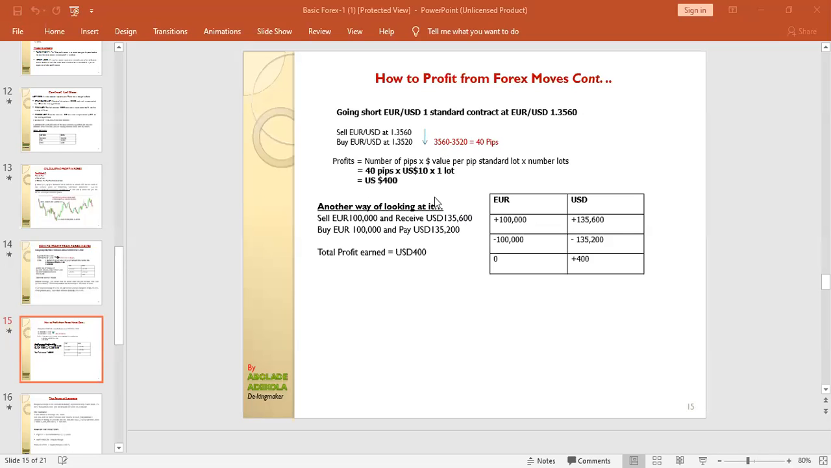After a while, the market dropped as you predicted, and you feel okay to close your position. You now buy back the same 100,000 units, and the current market price at that time means you pay 135,200, which is this one right here. If you multiply 1.3520 by 100,000, this is what it gives you. So you take this one away from this one, and it gives you 400 US dollars.